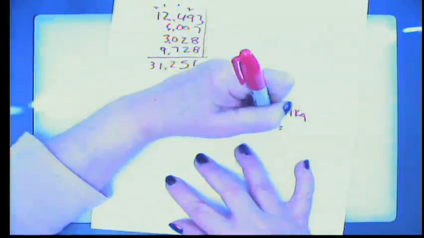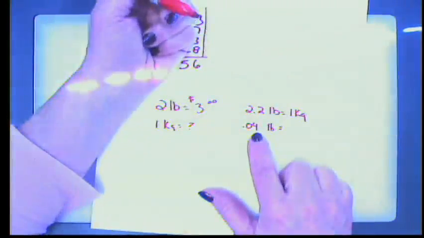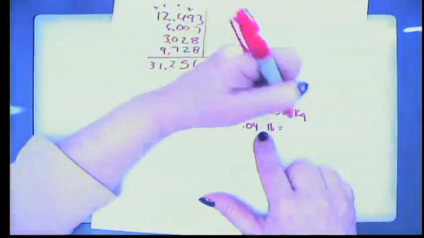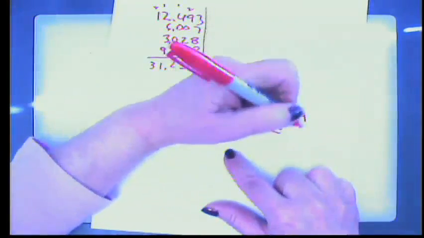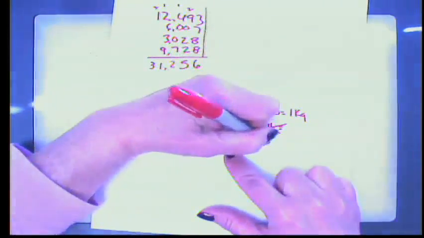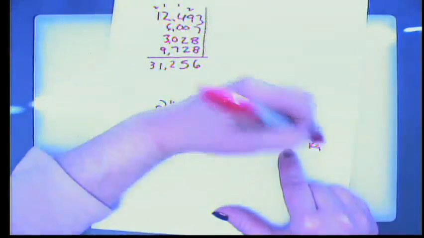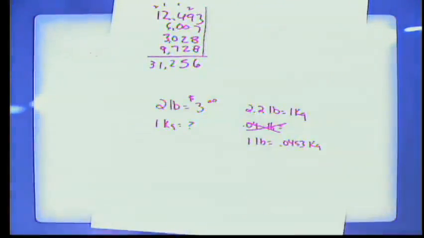So tell me again how many pounds. We can do this. 21 pounds times... No, 0.04. How many pounds per kilogram? I'm sorry, I did it the wrong way. It should be 1 pound is 0.04 something kilograms. 5.3. Thank you.